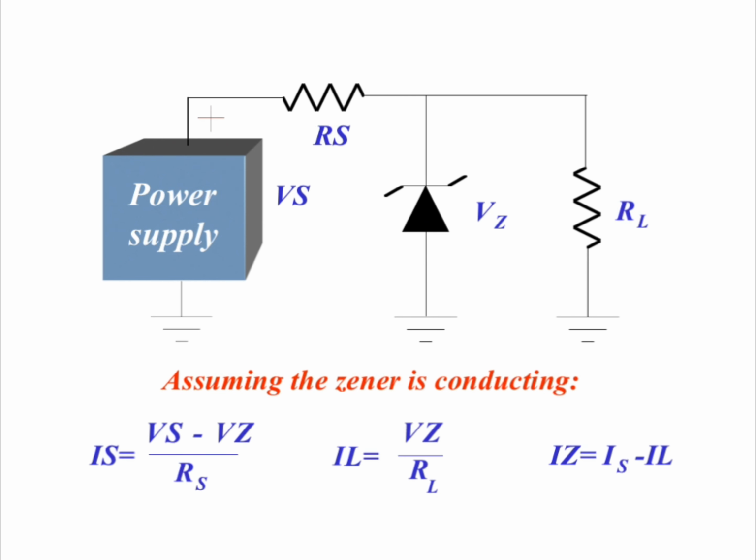Currents in the regulator: Is, IL, Iz. Assuming the Zener is conducting, the source current is Is equals (Vs minus Vz) over Rs. The load current is IL equals Vz divided by RL, and the Zener current is the difference, Iz equals Is minus IL. This tells us how current splits between the load and the Zener.